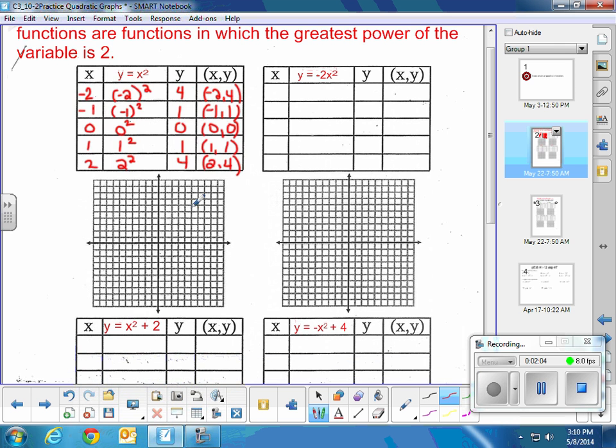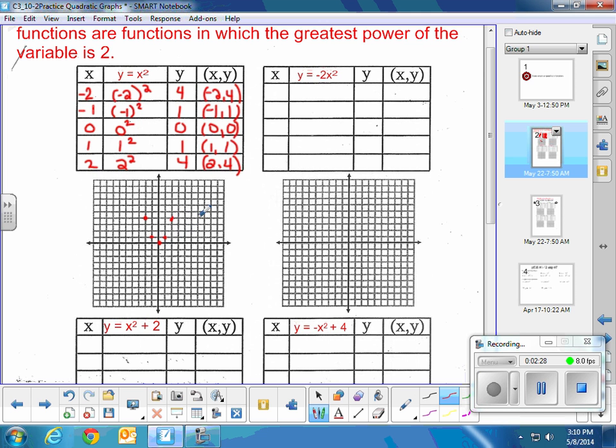Now let's go ahead and graph those points. -2, 4 is to the left 2 and up 4. -1, 1 is to the left 1 and up 1. 0, 0 is at the origin. 1, 1 is to the right 1 and up 1. And 2, 4 is to the right 2 and up 4.